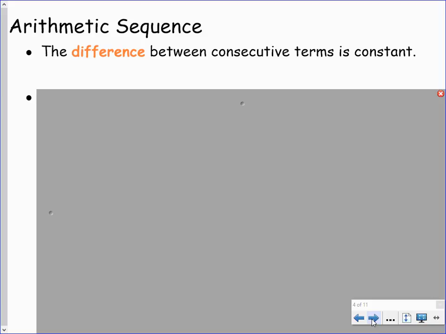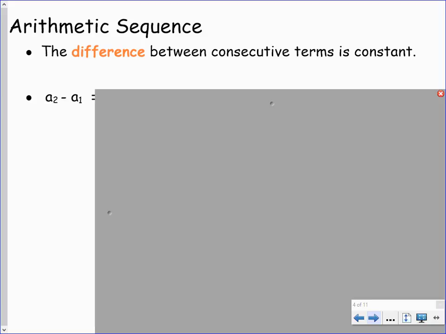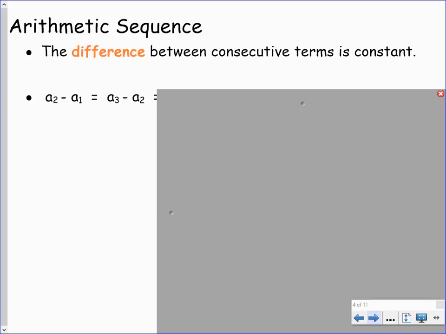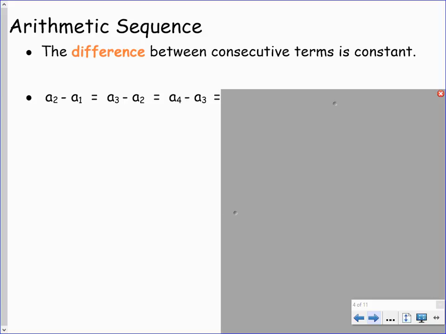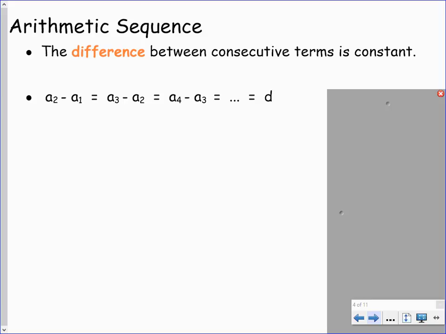So that goes back to our recursive definitions, that whole idea that n and n minus 1 are consecutive, but so are k and k plus 1. That means if you take the second term minus the first term, and notice I'm taking a later term minus a previous term, it should equal the difference between the third term and the second term, which should equal the difference between the fourth term and the third term, and so on. Fifth term minus fourth term, etc. I'm just going to say that's equal to D, some number D. D is that difference.